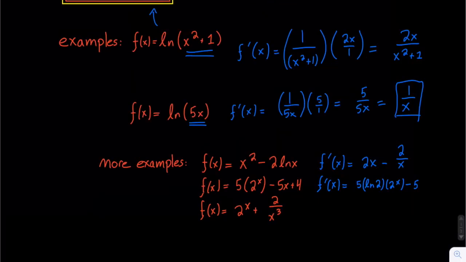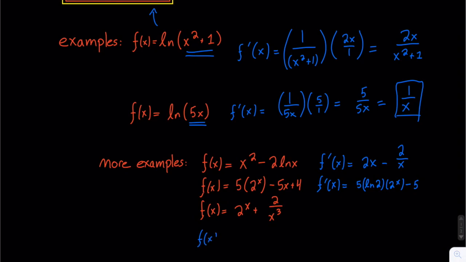Alright, let's look at the last one. But before we do that, we need to rewrite this. So we're going to rewrite the function. The first part's fine, 2 to the x. We can take the derivative of that. We can't do the second part, so we have to write it as 2x to the negative 3.